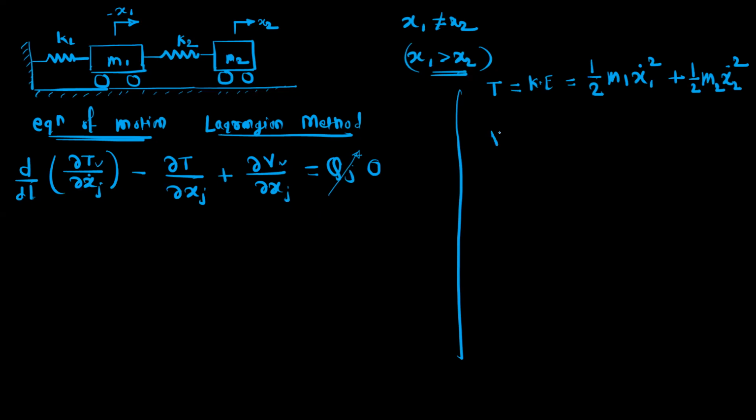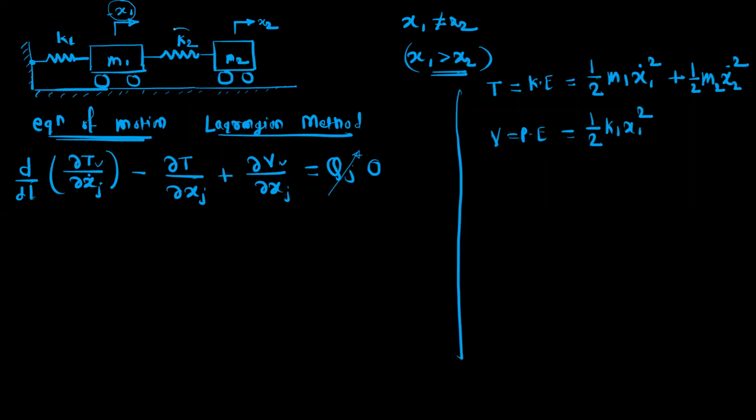Then V is the potential energy. For the potential energy, we should consider the deformation of the spring. The first spring, K1, is only connected with the mass M1, and its second end is fixed with the support. So for K1, the deformation will be only x1, and the potential energy is 1 by 2 K1 x1 square.